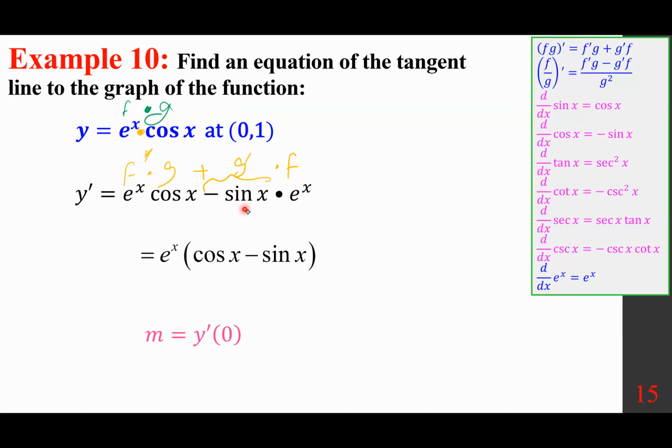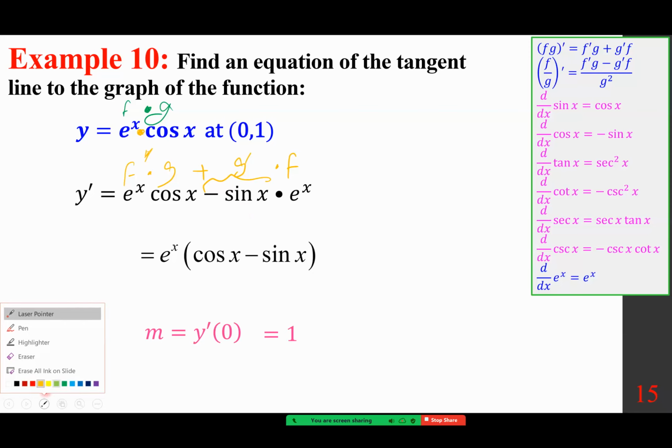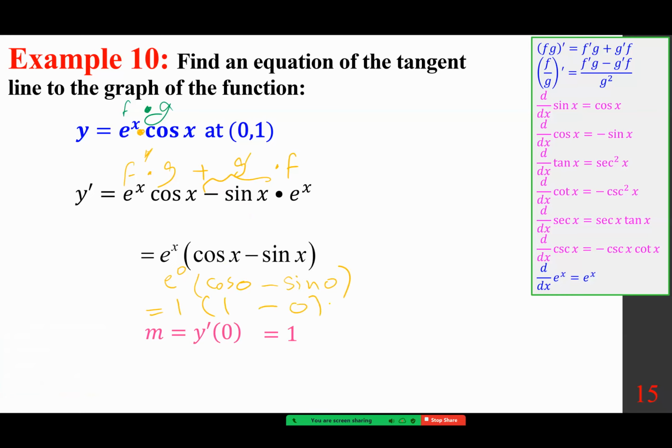And we get 1. Let me just quickly show you why it's 1. Because e to the power of 0 times cosine 0 minus sine 0 equals, this is 1. Cosine of 0 is 1 minus 0. And the answer is 1.